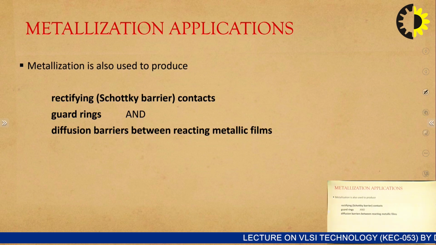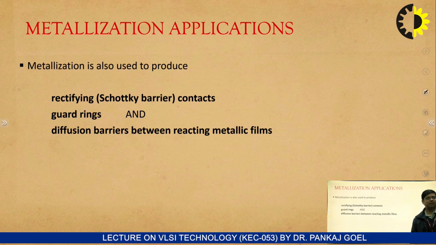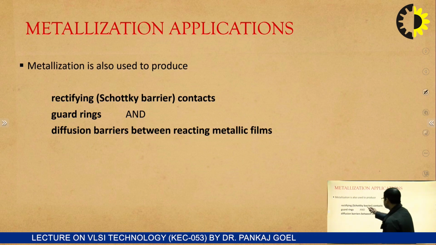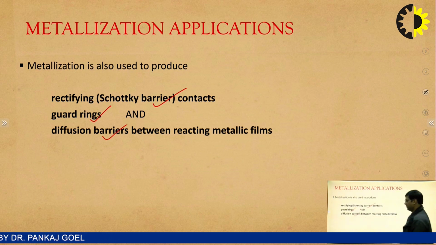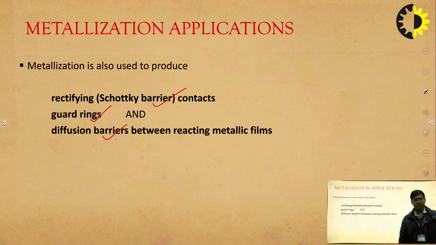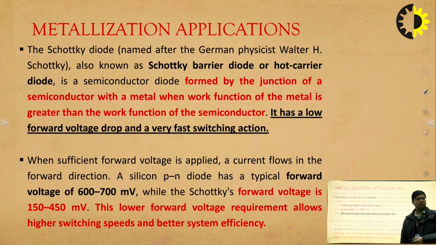Now, some of the other properties or applications of metallization are the Schottky barrier contacts, guard rings, and the diffusion barriers. So these are some of the secondary applications of metallization. Those three were primary applications: the gate connection, source and drain contact, and the interconnection. Those were the primary applications, and these are the secondary applications: to create a Schottky barrier, to create guard rings and diffusion barriers. Now let us discuss in brief about these.